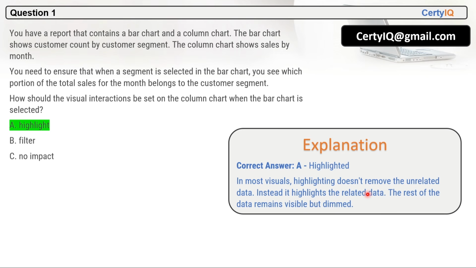In most visuals, highlighting does not remove the unrelated data. Instead, it highlights the related data. The rest of the data remains visible, but it is dimmed.